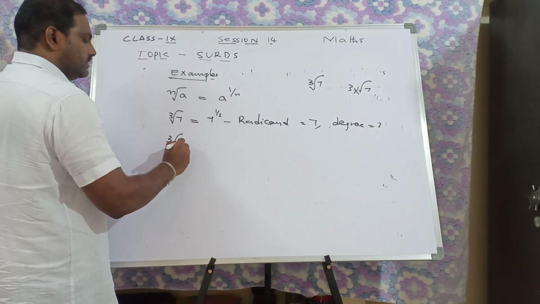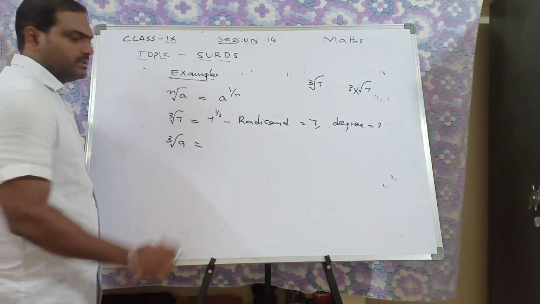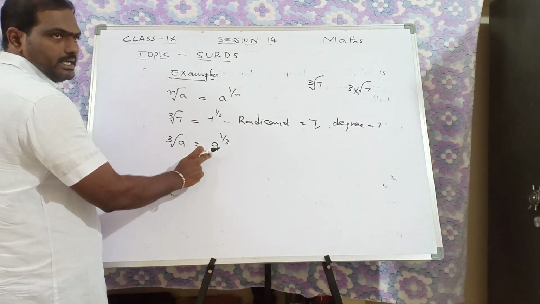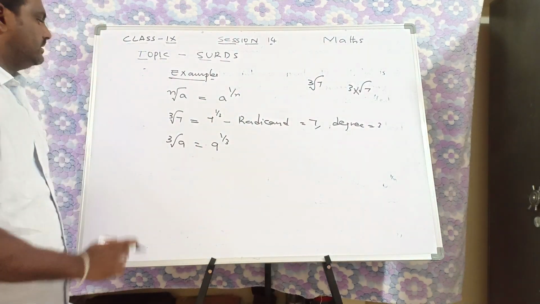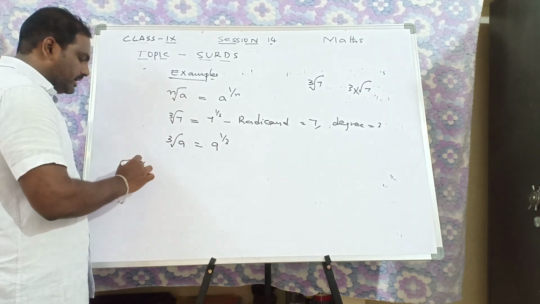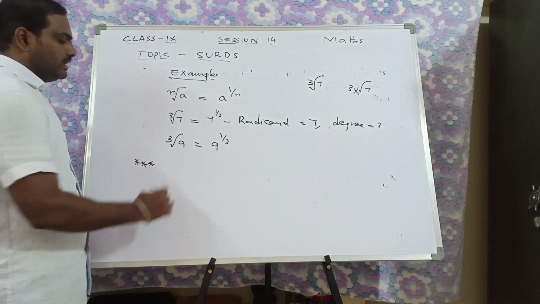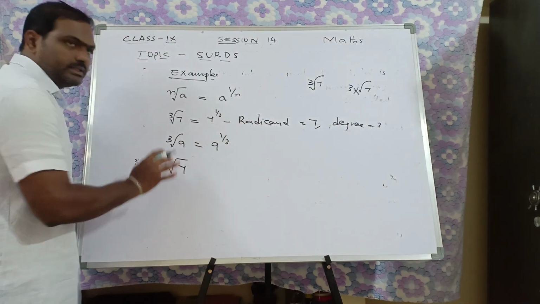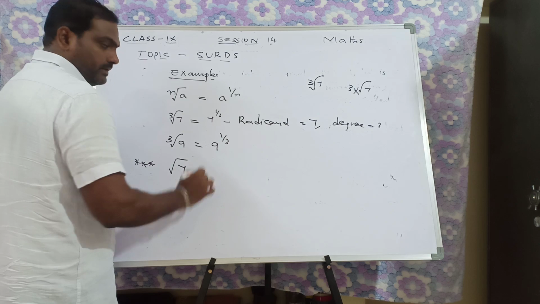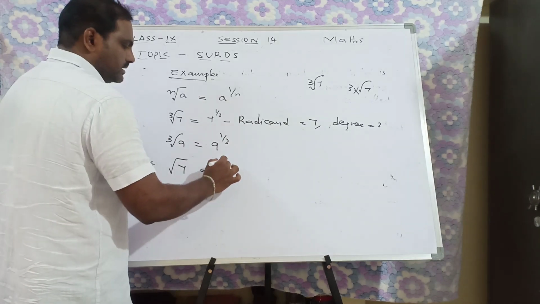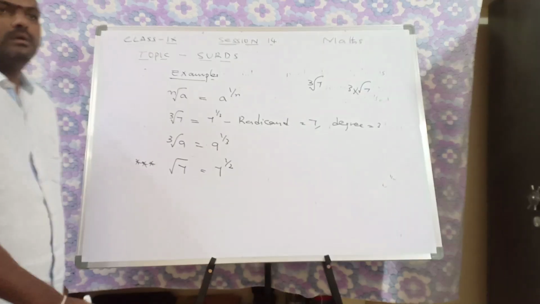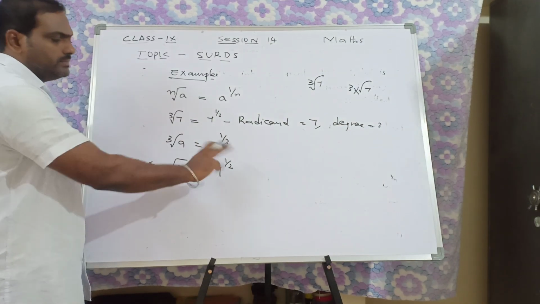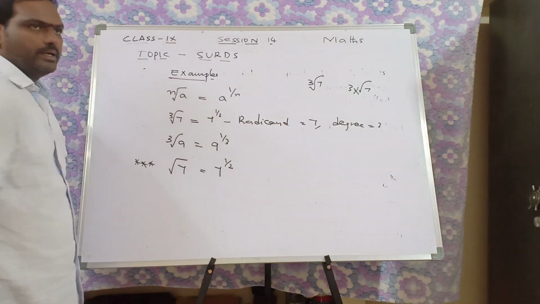Next, I will explain one more example. Cube root 9. So how to write? Yes, it is 9 power 1 by 3. So what is the radicand here? 9. And what is the degree? 3. Next, a very important point is that if only root 7 is given, whenever the root is given, it can be written as power 1 by 2, meaning its opposite is square. So whenever root 7 is given, it is nothing but 7 power 1 by 2.